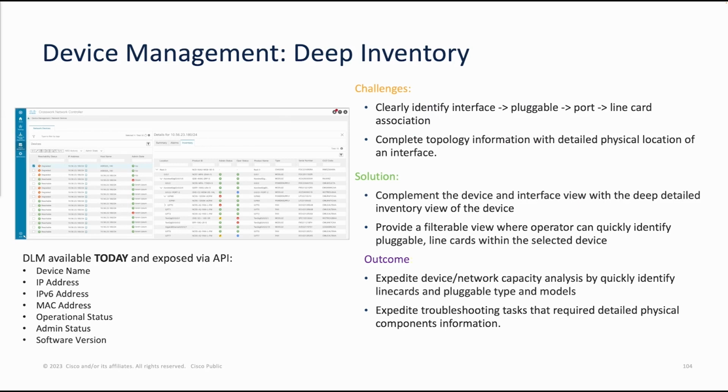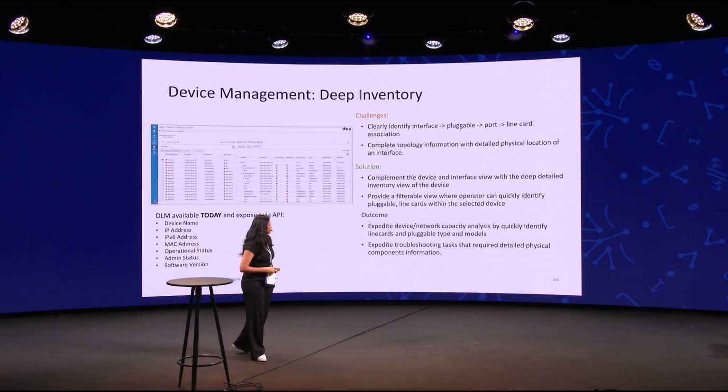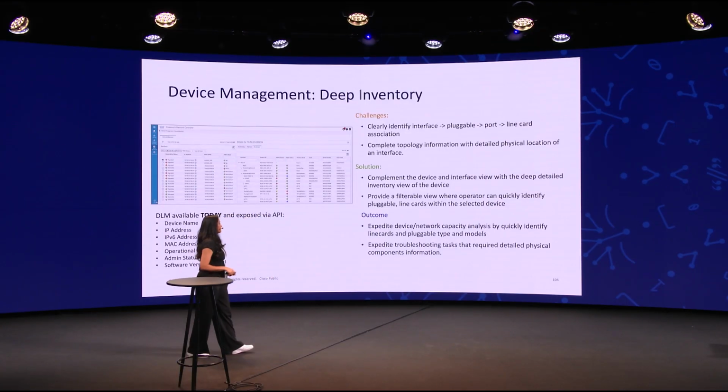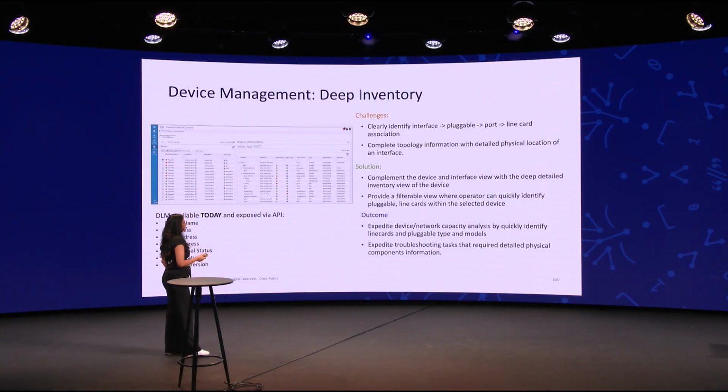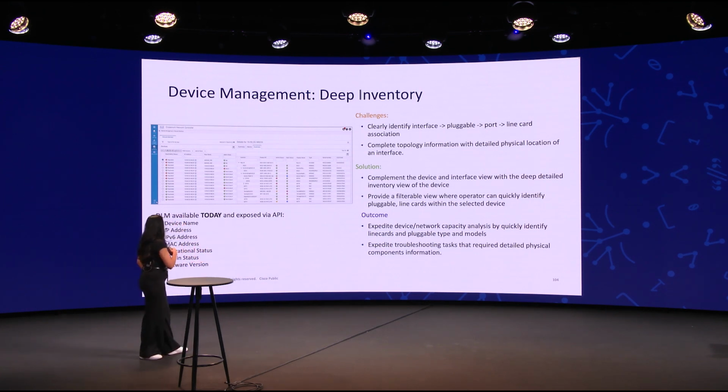OK, so device management and deep inventory, this is kind of a niche use case where you want to understand exactly, at a low level, at an inventory level, kind of identify the association between your interface, your pluggable, your port, your line card, in order to rapidly do analysis and rapidly troubleshoot tasks. So what CNC does is it gives you a complete device and interface inventory. It gives you deep details on what's happening with the inventory of each device, provides a filterable view where the operator can identify what's happening in the network, what's happening with each of these components.